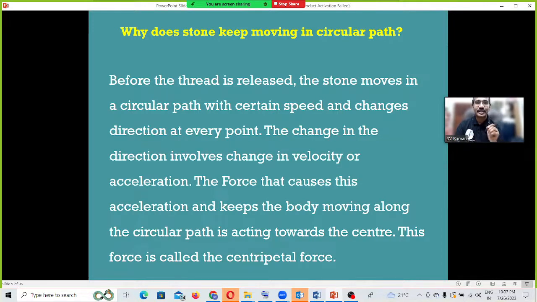So what we understood in this activity, while rotating the stone, is that at every point the direction is changing. It's a circular path, going with a certain speed. The change in direction involves change in velocity or acceleration. The force that causes this acceleration and keeps the body moving along the circular path is acting towards the center. This force is called centripetal force. Clear?